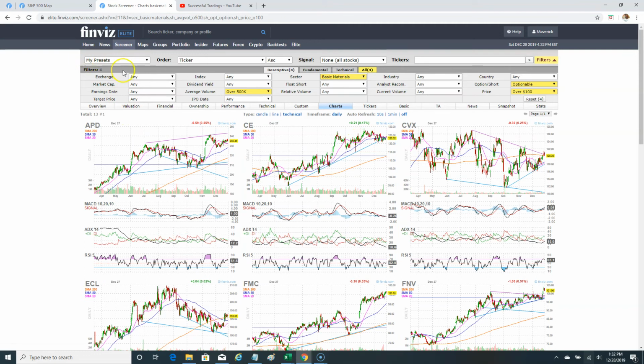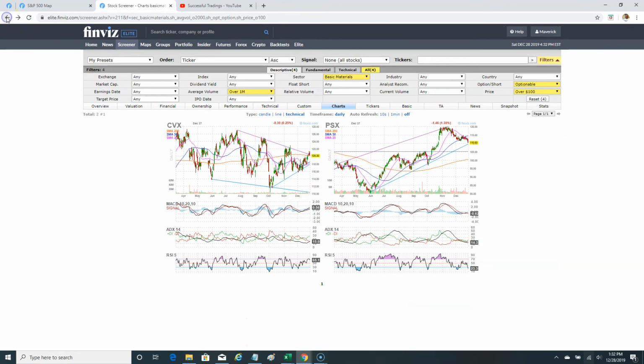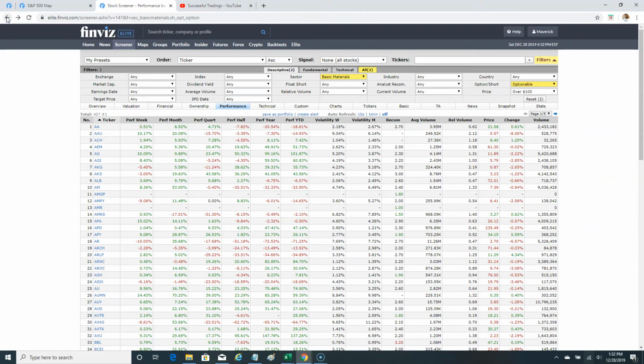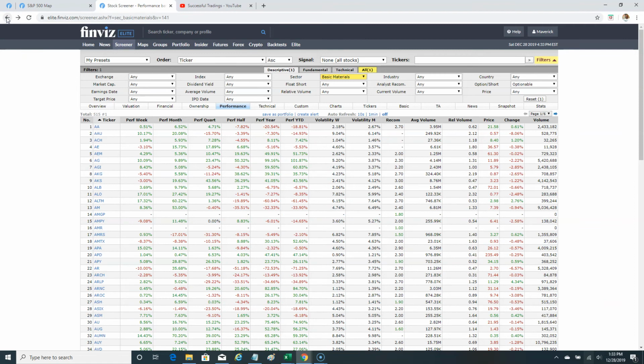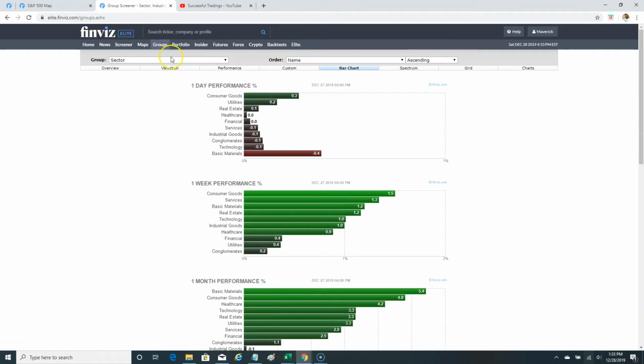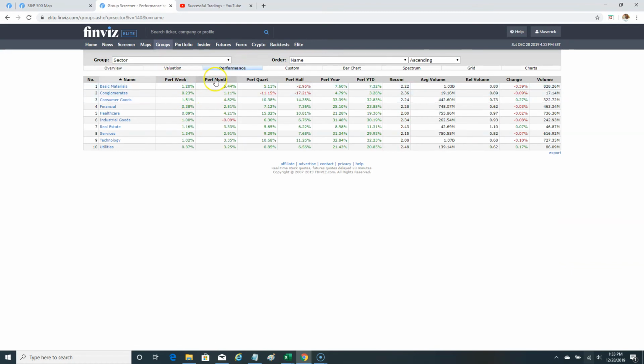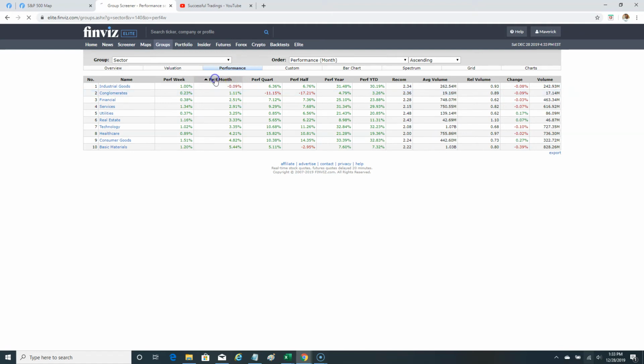If we go back to the beginning of our analysis, maybe we are not happy with basic material as our sector of interest. That's fine. Actually, let's start from the get-go. We go to group, then overview and then performance. So basic material for the month, was it? Yes, we filter per month, and then we selected that. How about we select the second one, consumer goods? We may like that one better. It was still up 4.8% during the past month. So we go through that.